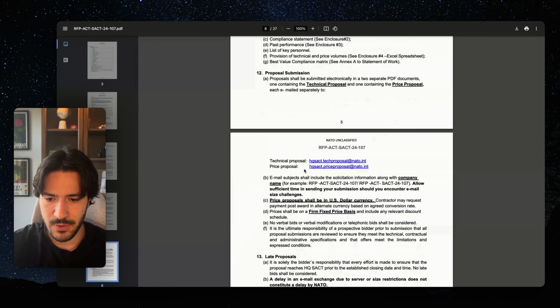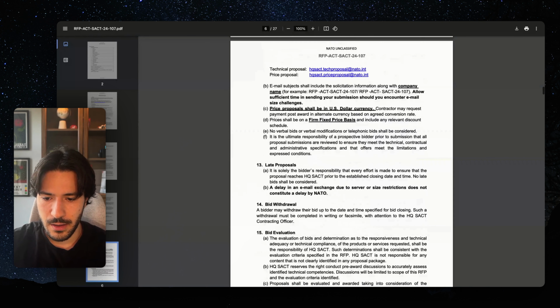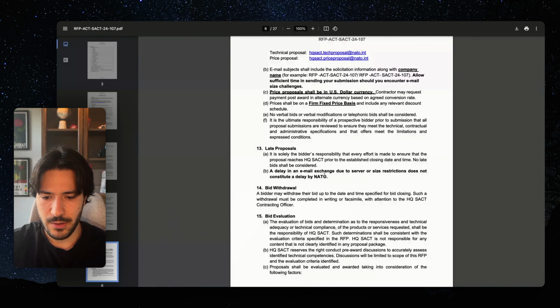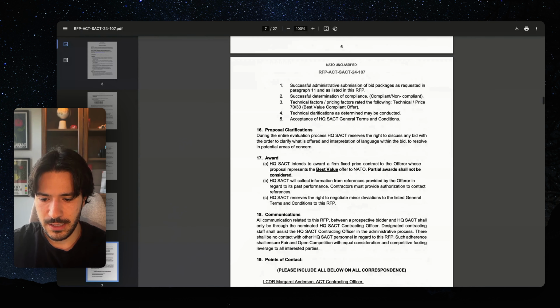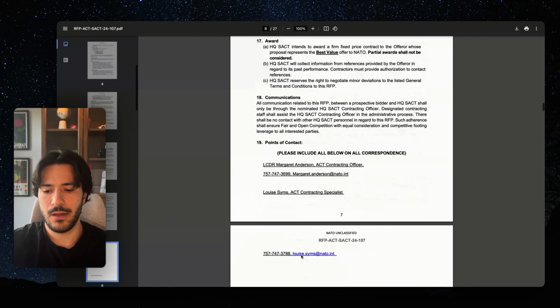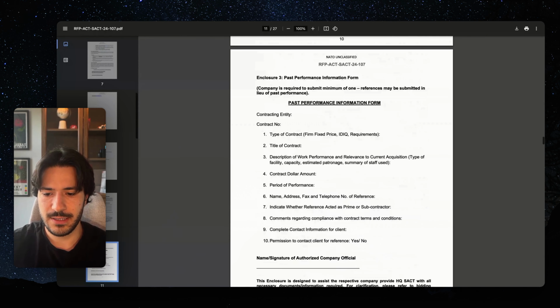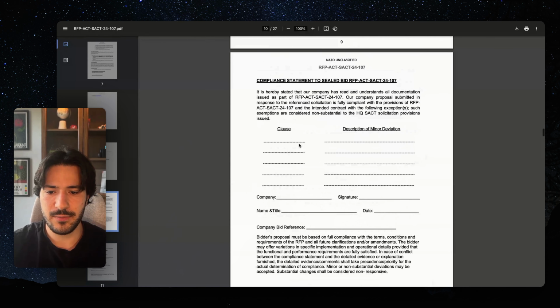And they've given us emails that we have to submit the technical proposal to and the price proposal to. So this is very important that you send each to this specific email. So late proposal apparently is a no-no. And what else do we want to go over is the communication. They have listed the point of contact here. And then we have all the documents that they told us about, which is the past performances, compliance statement, and so on.